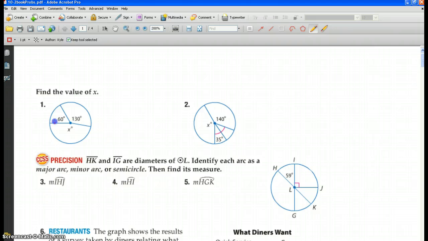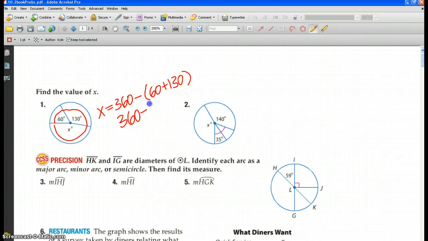So we have in our circle central angles of 60, 130, and x. Going all the way around the circle, that should add up to 360. So x would be equal to 360 minus those other two central angles, so minus 60 and 130, which gives us 190. So 360 minus 190, which gives us 170 degrees.